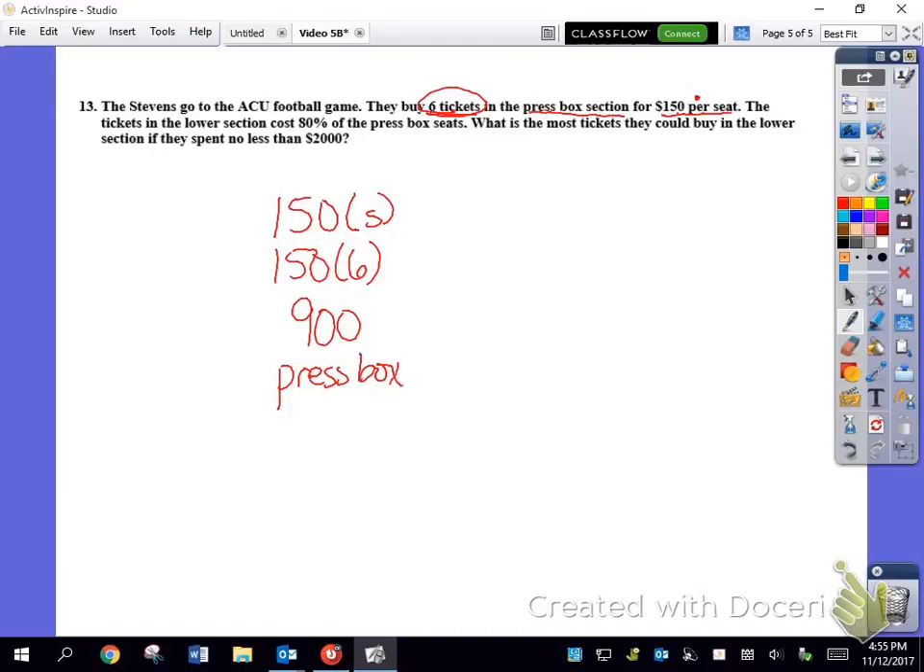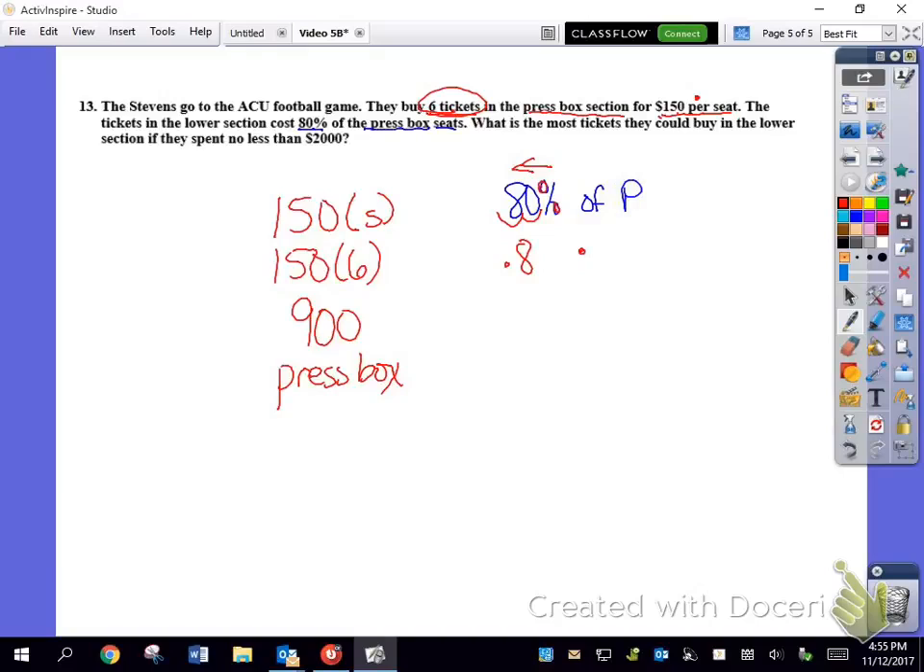Okay? The tickets in the lower section, they cost 80% of the press box. So 80% of what the press box tickets cost, seats. Okay? So in the lower section, now anytime you have a percent, you have to get rid of the percent sign. So you always move it over 2 places. See how there's 2 zeros? You move it over 2 places. So 1, 2. So that's 0.8.